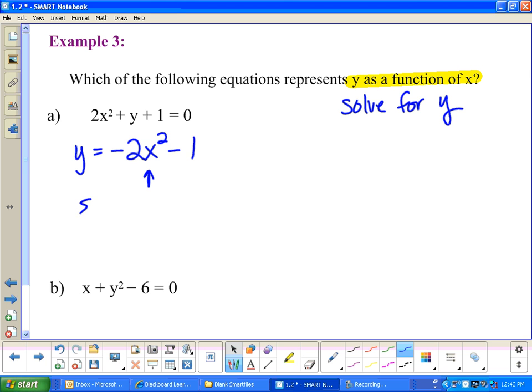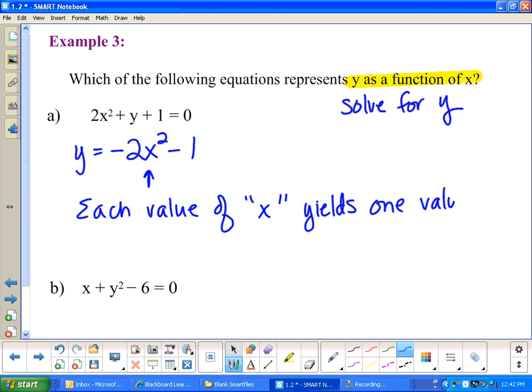So each value of x yields one value for y. So it is a function.